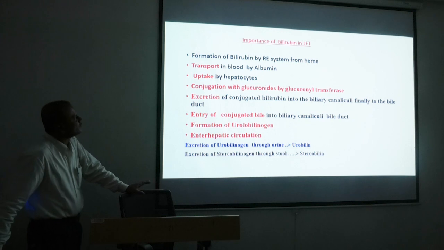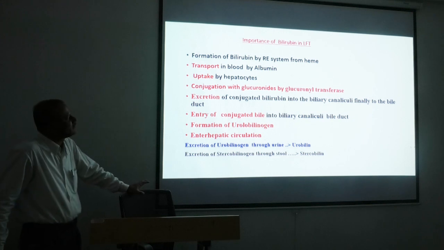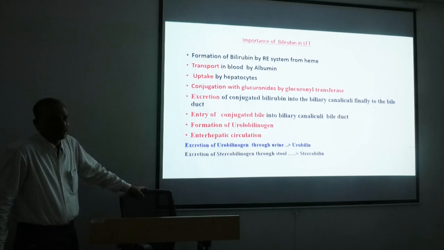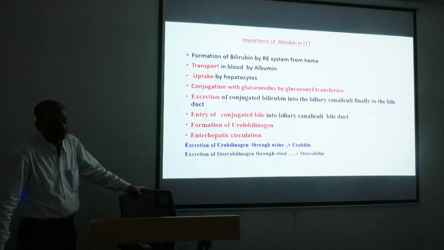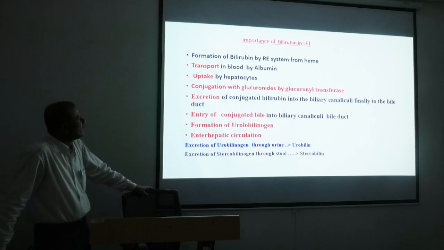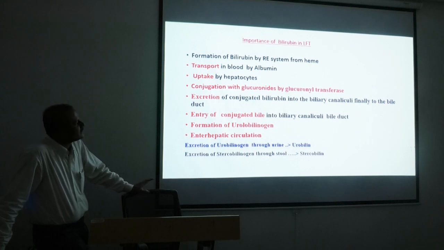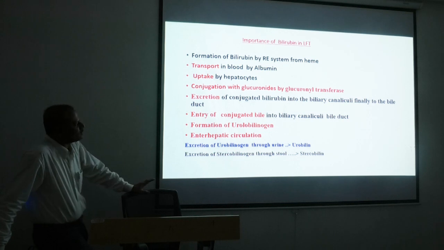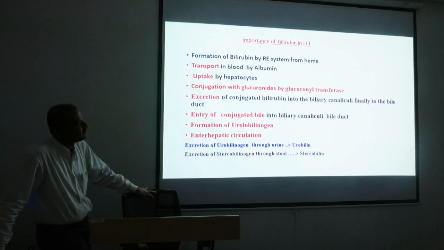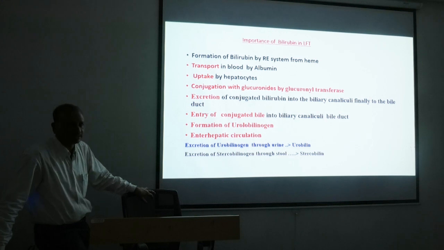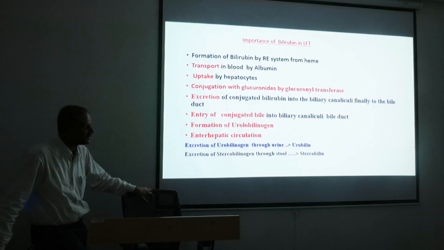So the first step is formation of bilirubin by the reticuloendothelial system from heme. That HOD sir has told you very well. And then transport in the blood by albumin, and then uptake by hepatocytes. The next step is conjugation with glucuronic acid, by glucuronyl transferase, as I told you. And then excretion of the conjugated bilirubin into the biliary canaliculi and into the bile duct, and then to the intestine.